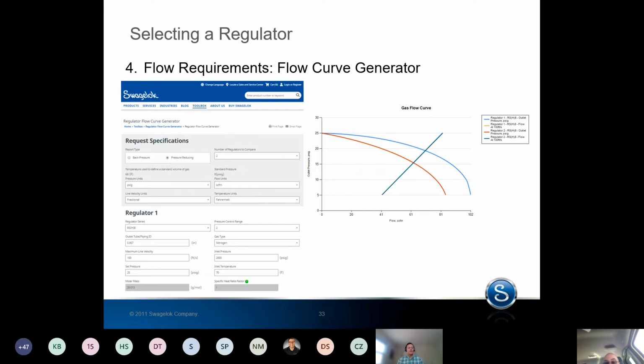And that will generate a flow curve specific for the regulator you want to use and your application. You can compare a couple of different parameter sets, and it also includes this velocity intercept line for those process-related applications where gas velocity is very important. So a great tool to use, and again, don't hesitate to reach out to the local folks there if you want someone to walk you through it.